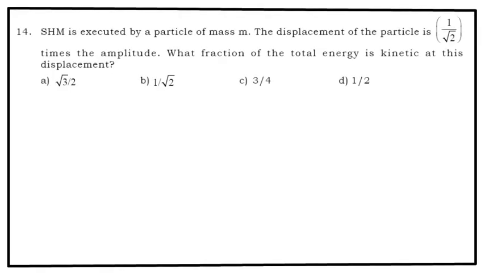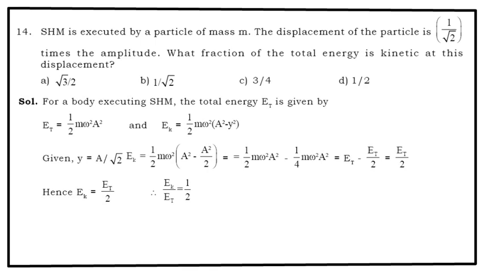Problem number 14. SHM is executed by a particle of mass m. The displacement of the particle is 1 upon root 2 times the amplitude. What fraction of the total energy is the kinetic energy at this displacement? Option A is root 3 by 2. Option B is 1 by root 2. Option C is 3 by 4. Option D is 1 by 2. For a body executing SHM, the total energy ET is given by half m omega square a square. EK is equal to half m omega square (a square minus y square). Now put y is equal to a by root 2. When you put that value, you get EK upon ET is equal to 1 by 2.